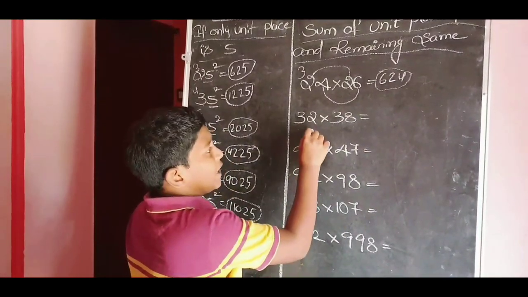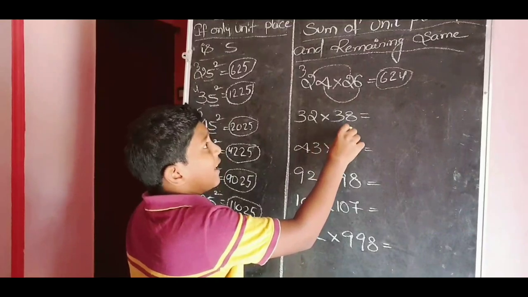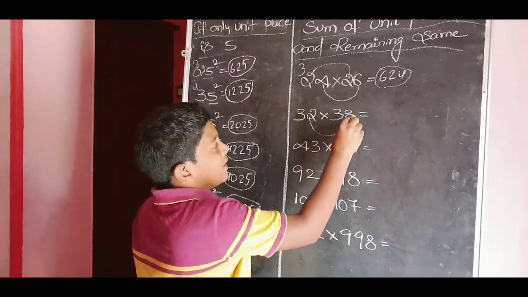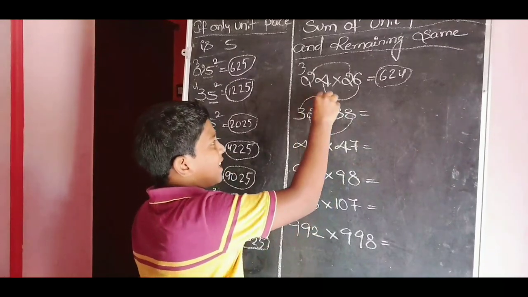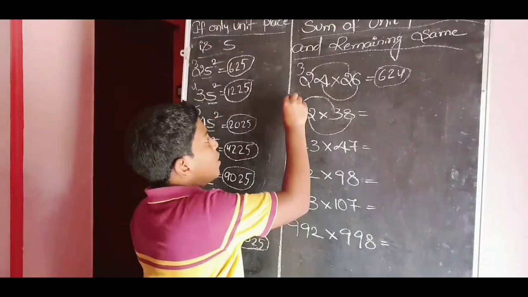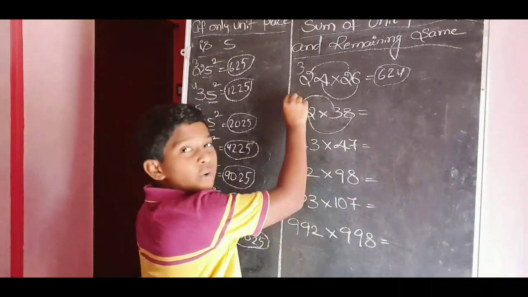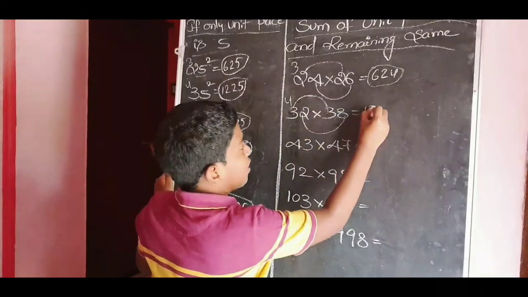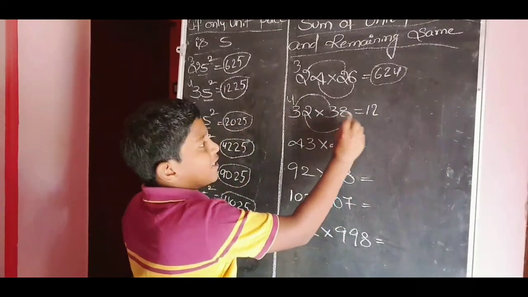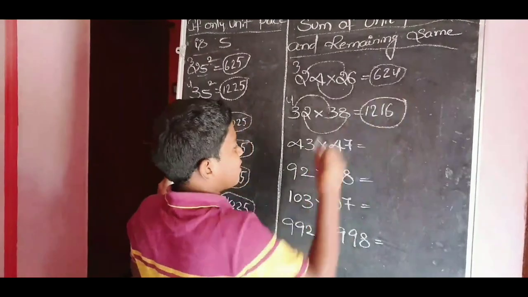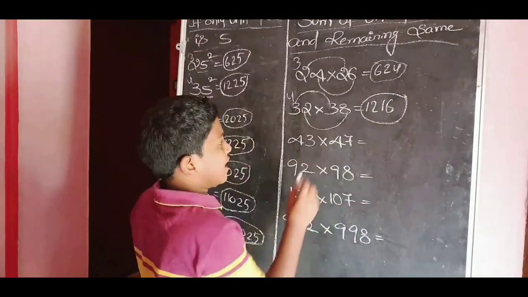32 into 38. Sum of unit place is 10 and remaining is same. 3 next number 4. 3 4s are 12 and 2 8s are 16. The answer is 1216.